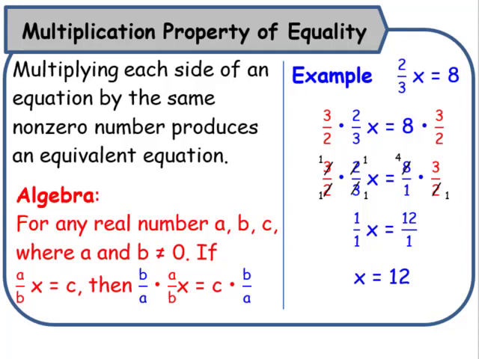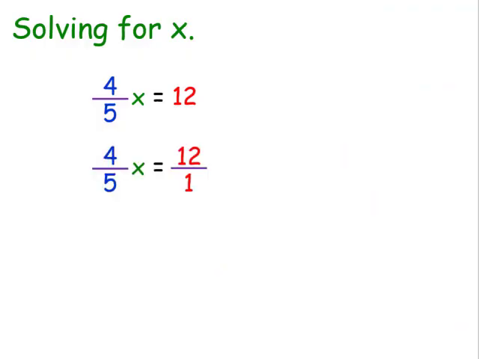For any real numbers a, b, and c, where a and b do not equal 0, if a over b x is equal to c, then when we multiply both sides by b over a, we will still be left with an equivalent equation. For example, 2/3 x is equal to 8. Multiplying both sides by the reciprocal of 2/3, which is 3 over 2, will leave us with the equivalent equation x equals 12. Let's take a look at this particular example. Step 1, rewrite as 4/5 x is equal to 12 over 1. Multiply both sides by the reciprocal of 4/5, which is the coefficient of x.